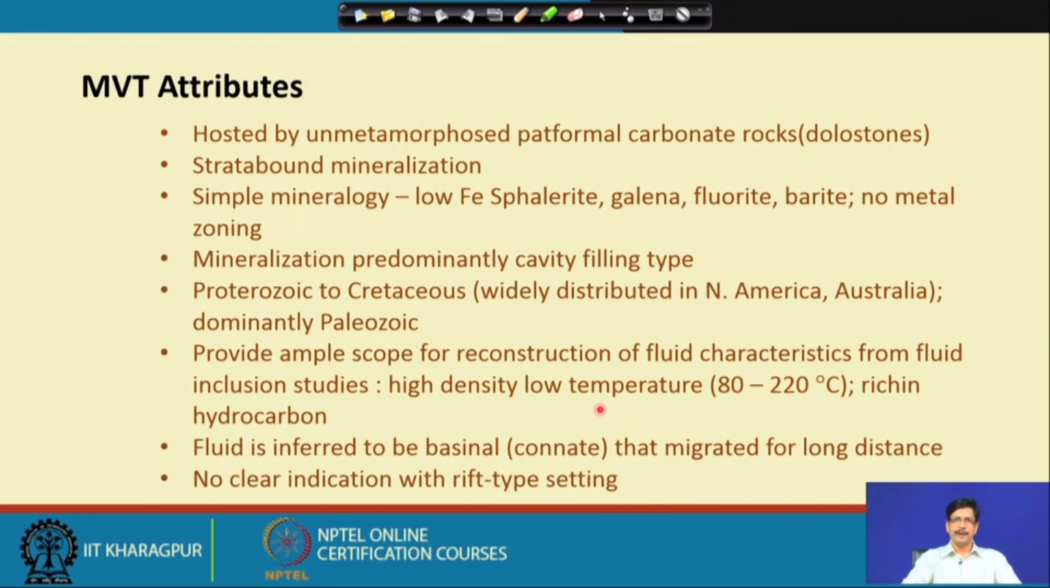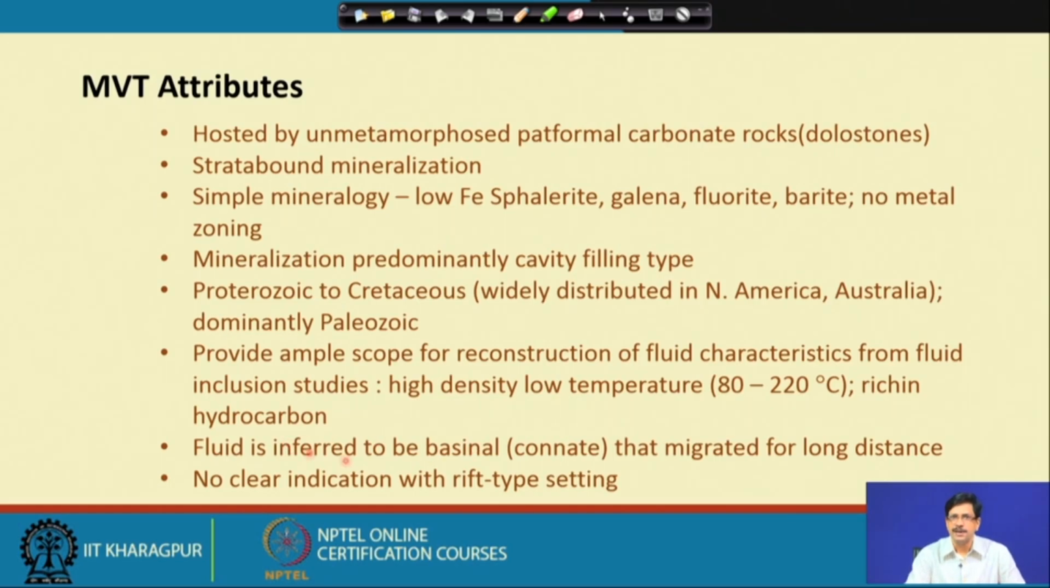Generally in the fluid inclusions, we see a very significant component of methane, and there are also heavier hydrocarbons detected, and they almost look like oil filled brines, and the temperature is low, from 80 to 220 degrees. The fluid is inferred to be basinal, that migrated for long distance, and there is no clear indication of a reef type. So, here corresponding to the penultimate point, it is very interesting.